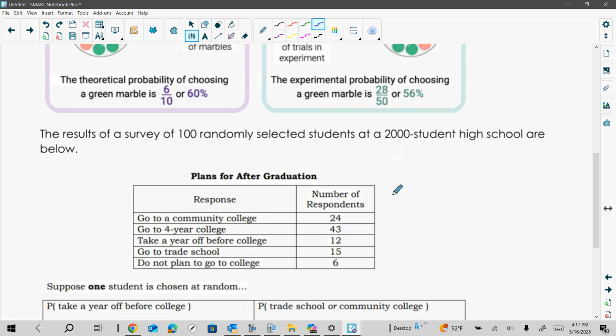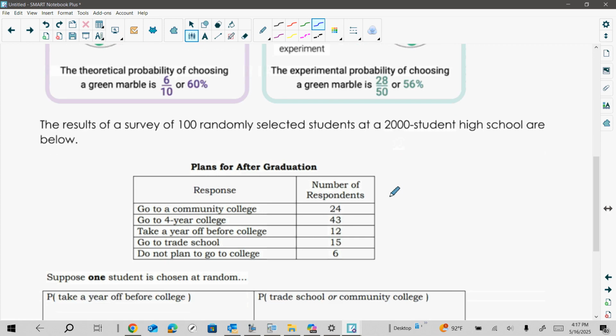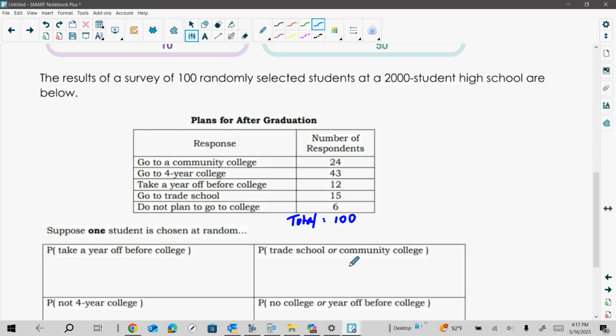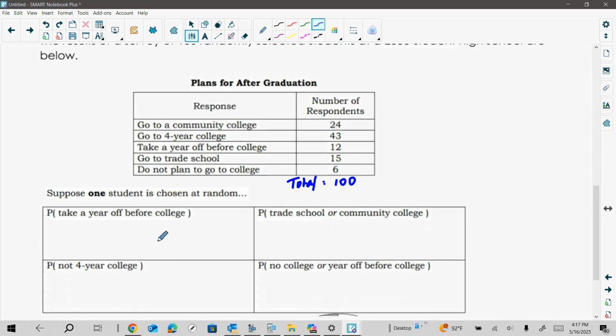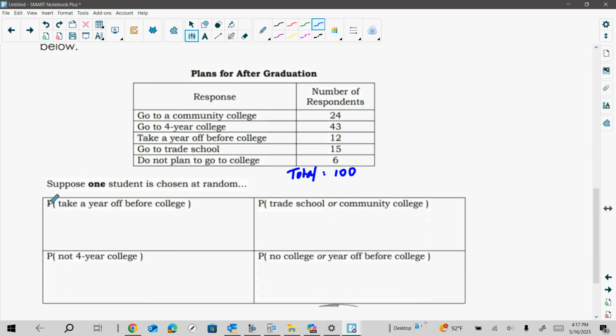In this example, I'm giving you the results of 100 randomly selected students at a campus. I can see it's 100 trials because I can add up this total. You want to know the total to complete your experiment. This total is 100. Suppose one student is chosen at random. That capital P means probability of take a year off. So I look for take a year off. There were 12 students that chose that out of the 100 in the survey. And you want to simplify, reduce that. This can be reduced to 3/25.